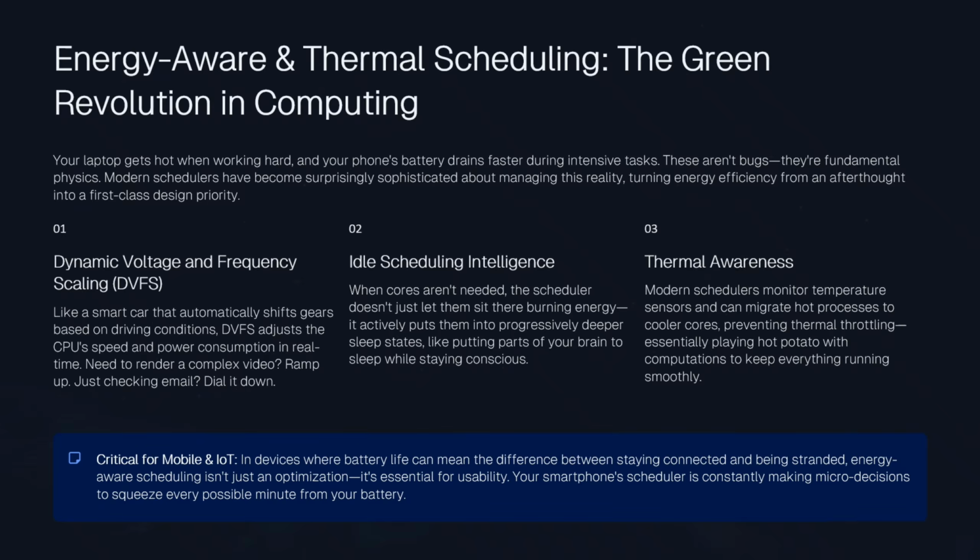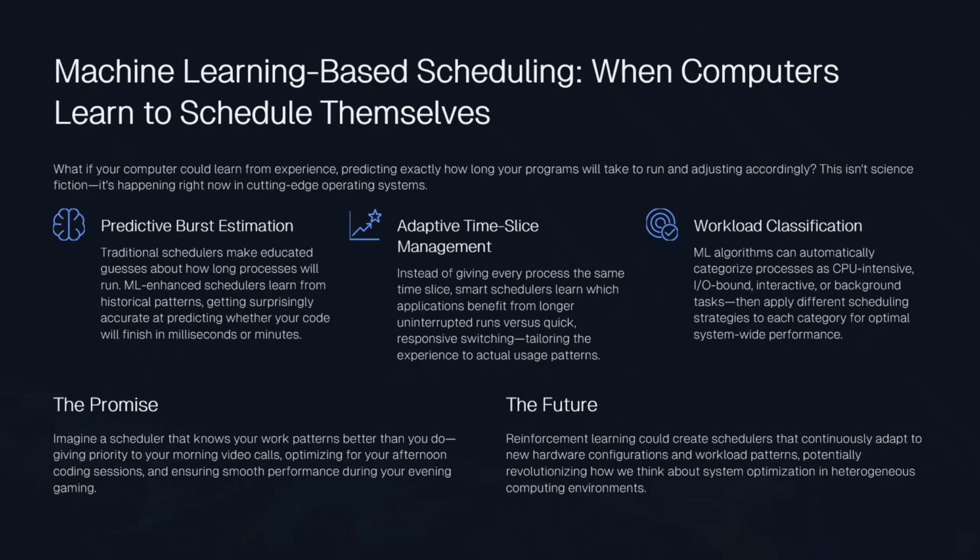Idle scheduling puts unused cores to sleep, and thermal scheduling moves hot tasks to cooler cores to prevent overheating. This is crucial for smartphones and IoT devices where battery life matters. These schedulers make sure performance stays smooth without wasting power or overheating.